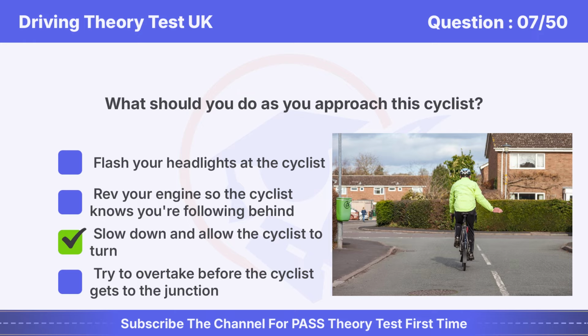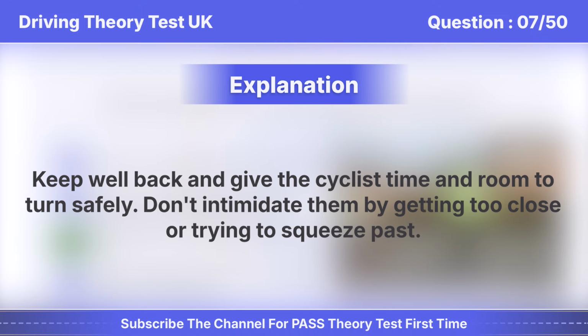Answer is C. Slow down and allow the cyclist to turn. Keep well back and give the cyclist time and room to turn safely. Don't intimidate them by getting too close or trying to squeeze past.